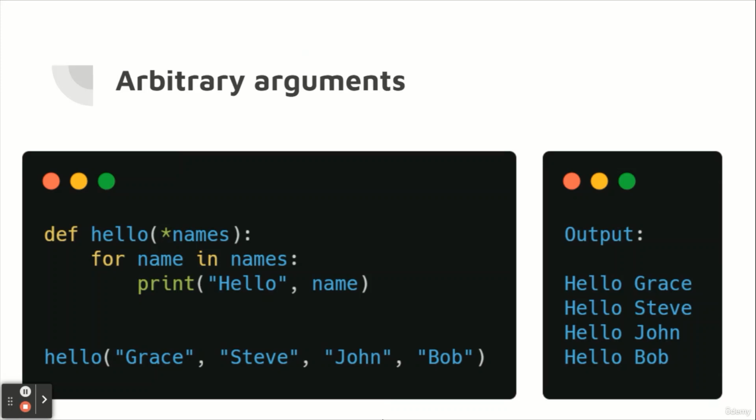Sometimes we don't know in advance the number of arguments that will be passed. Python allows us to handle this kind of situation through arbitrary number of arguments. In the function definition, we use asterisk before the parameter name to denote this kind of argument. Here is example. This function greets all the people in the names parameter.